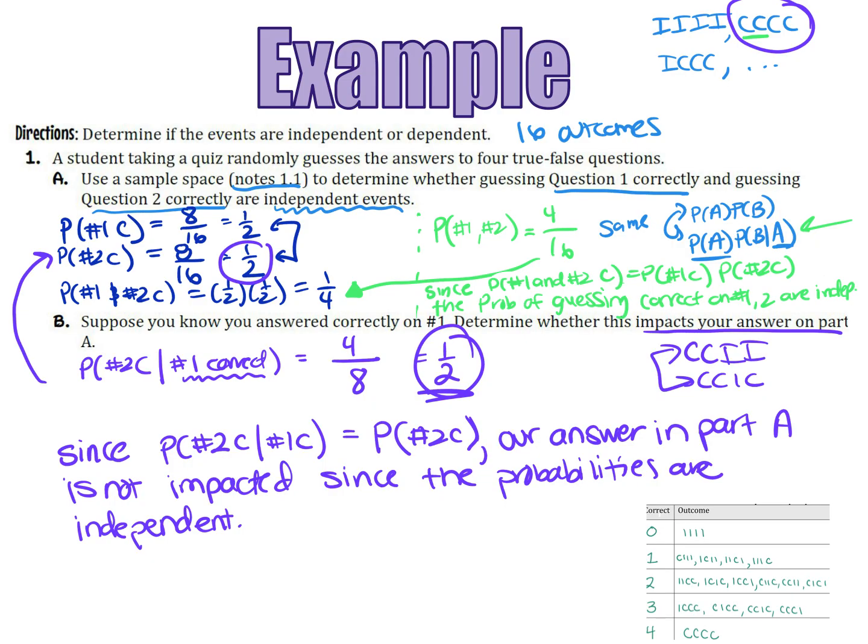So just to recap again, since the probability of 2 being correct given 1 was correct is equal to the probability of number 2 being correct, our answer in part A would not be impacted, and the probabilities are independent. Let's look at a different example.